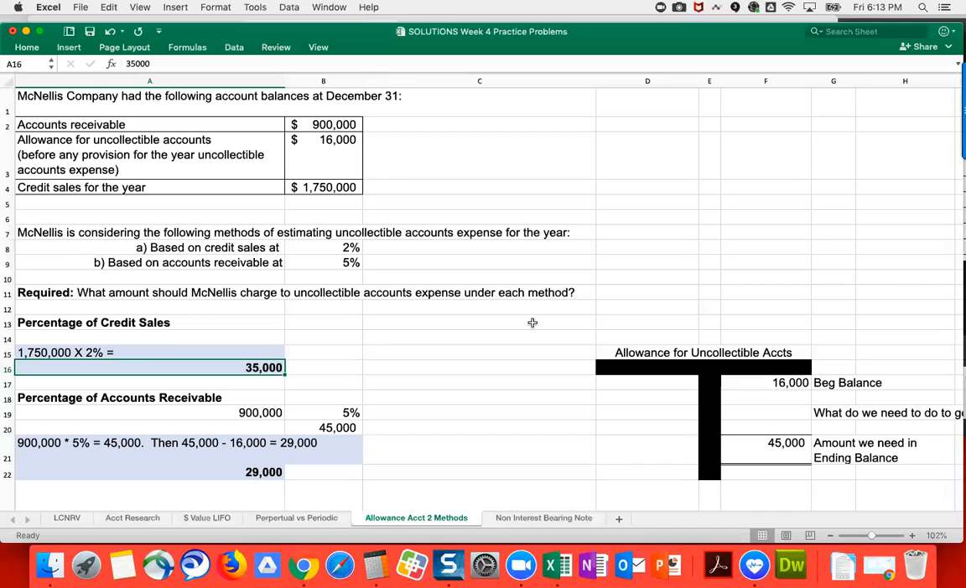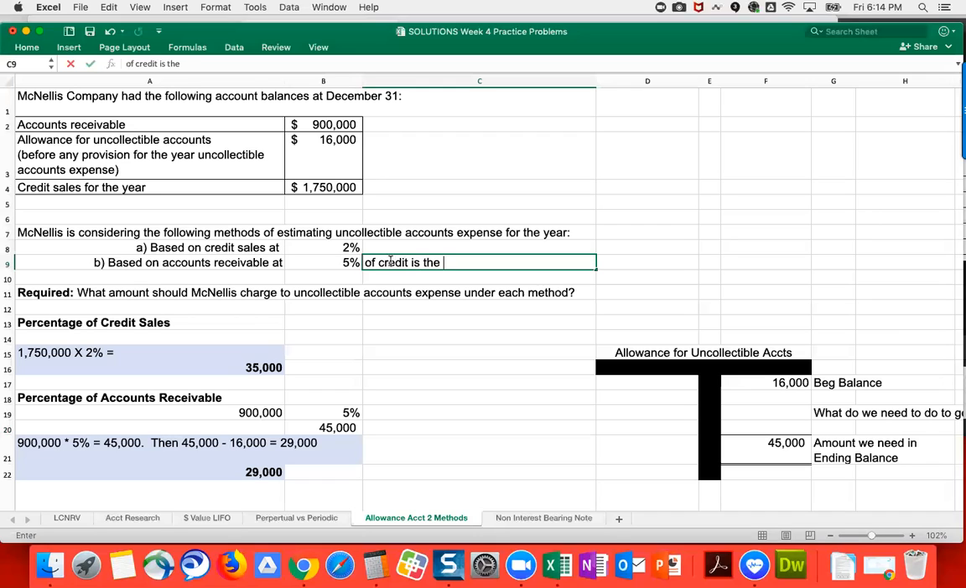The other method isn't difficult either, but as a percentage of accounts receivable, you're going to look at the accounts receivable that you have, which is $900,000 at the end of the year, and you multiply that times the percentage. So that percentage is 5%. Well, $900,000 times 5% is $45,000. But this is the amount that I want to have in the allowance account, right? I'm saying this is going to be my debit to bad debt expense, credit allowance for uncollectible accounts, but I want that to be my ending balance. So I'm going to make a note here, 5% of accounts receivable is the desired ending balance in the allowance account. So this $45,000 is my desired ending balance in the allowance account.